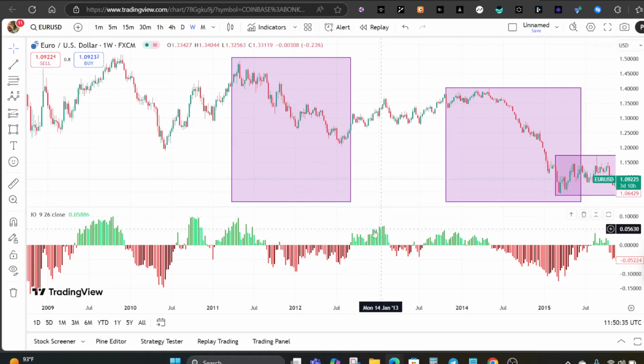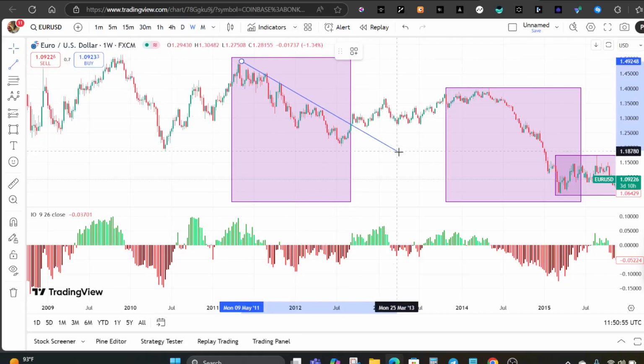So you have to watch out for the color of the bars, the position of the bars with respect to the zero level. All right. Now, if the Ichimoku oscillator crosses above the zero line, it can indicate that a new bullish trend is forming, especially when you have a break of structure.